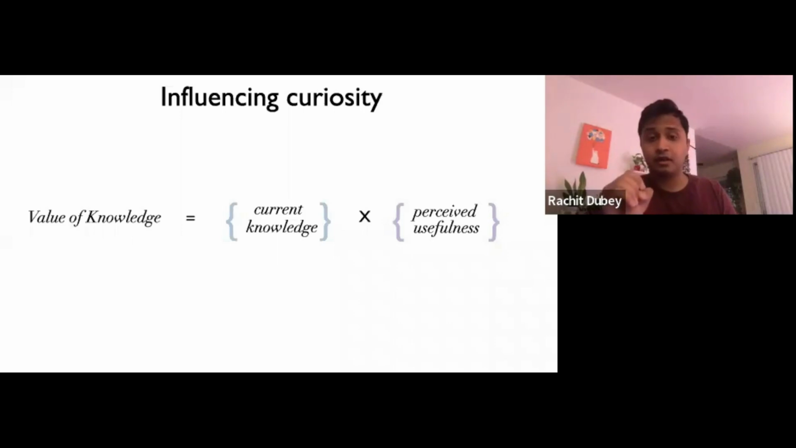So to elaborate, our model suggests that curiosity aims to maximize the value of knowledge, which is not just a function of an individual's current knowledge, but also a function of how useful gaining knowledge about that topic is. So curiosity is evoked whenever one comes across topics that help them increase their knowledge or that are useful to them in the future, or both.